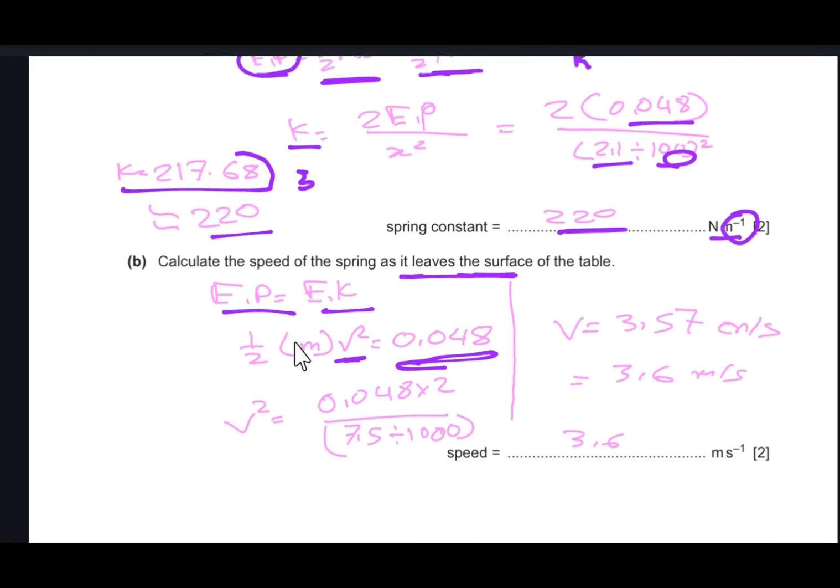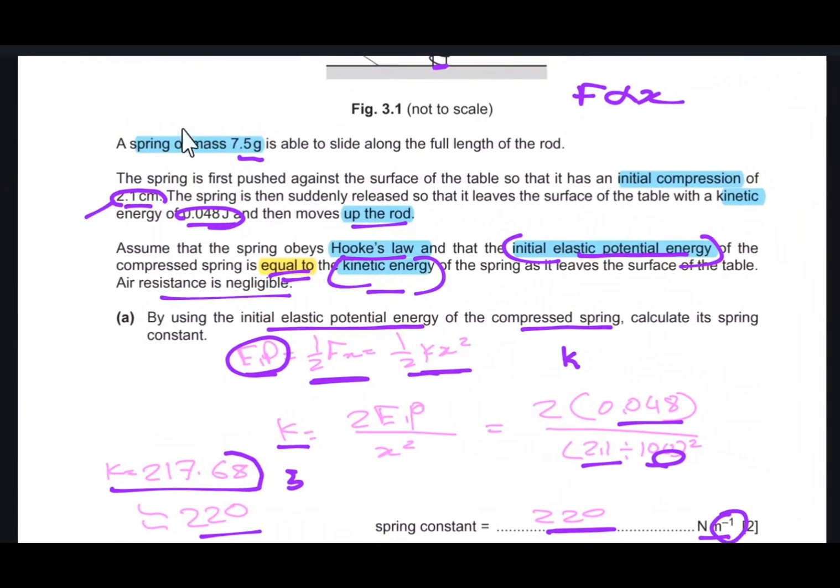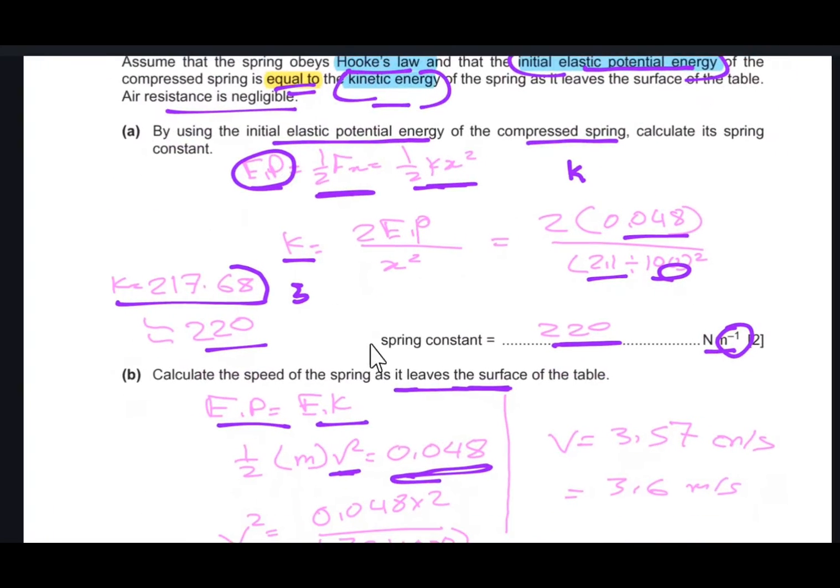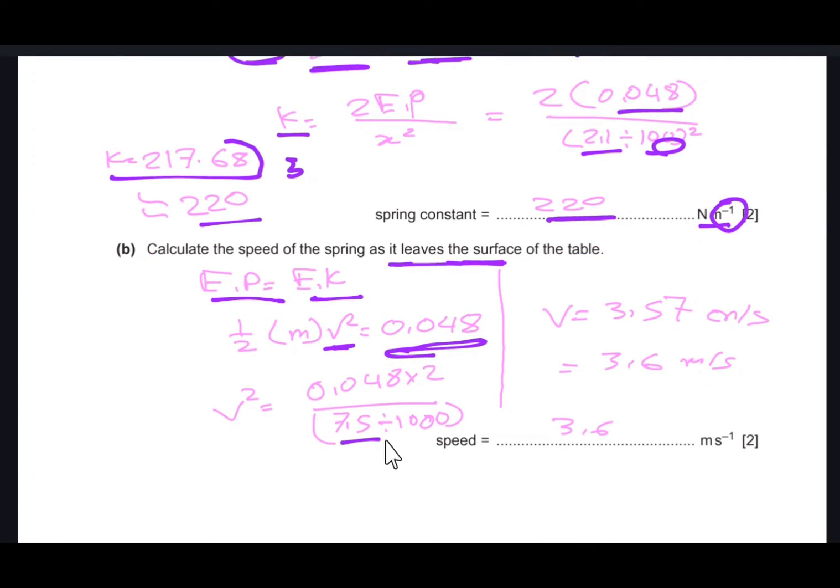We know the mass that is given earlier, that is 7.5 gram. We must convert it into kilogram. So 7.5 by 1000 is in kilogram. Then the speed comes to be 3.57, and correct to 2 significant figures, as we have given our answers earlier, it would be 3.6 meter per second.